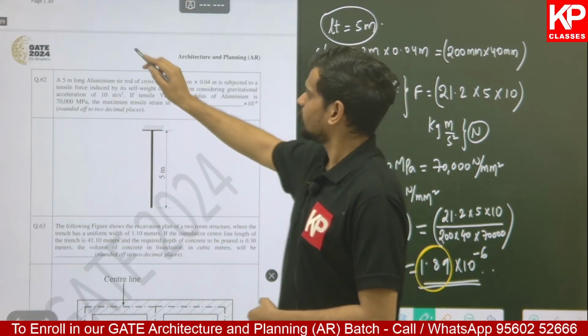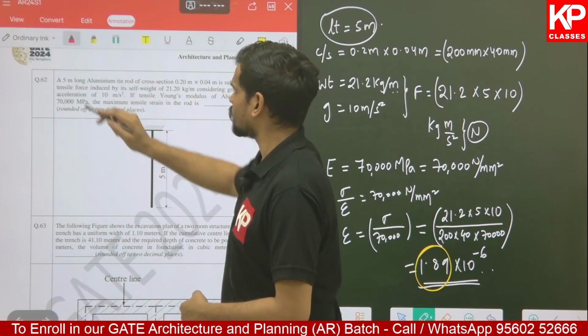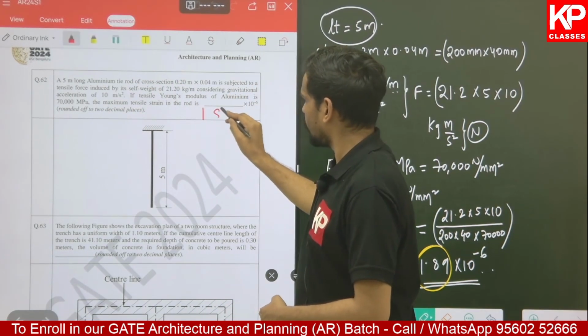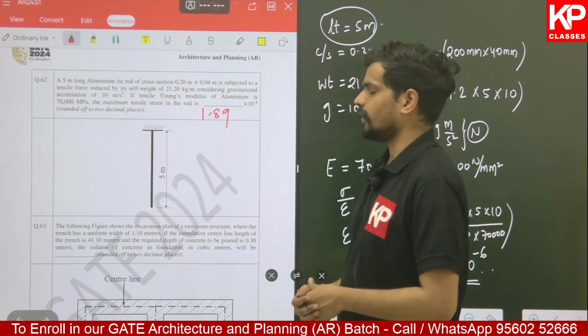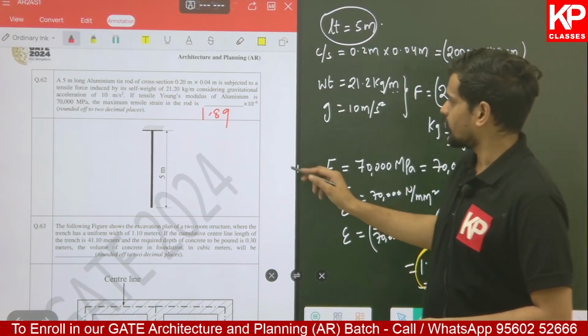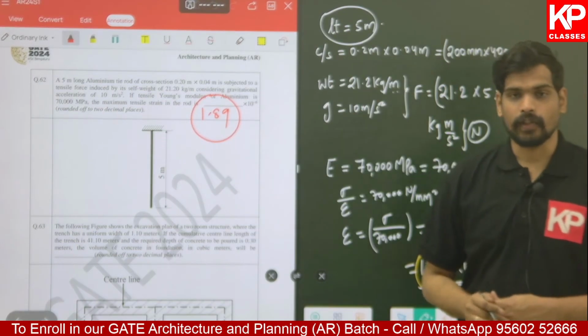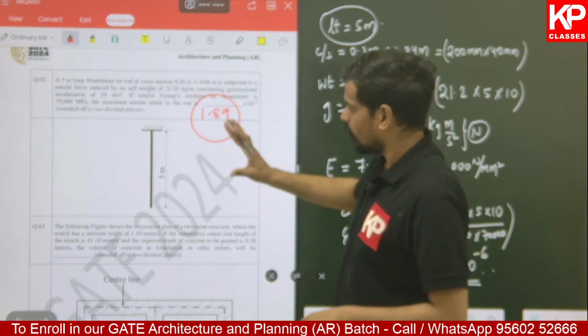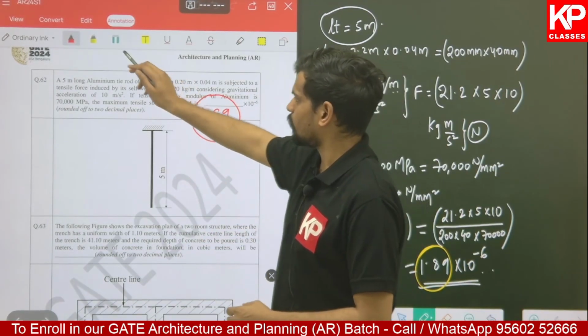So the answer which I'm getting for this question is 1.89 into 10 to the power minus 6. So that should be in the range of the answer key. You can check the official answer key's range for the acceptable range as per the question paper.